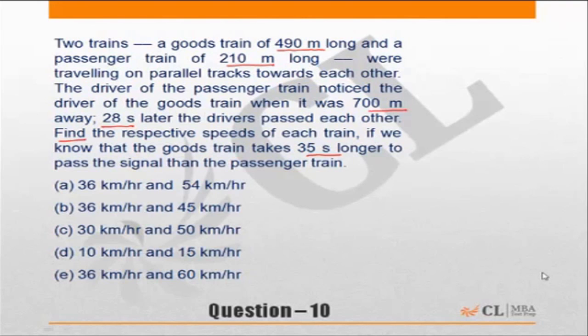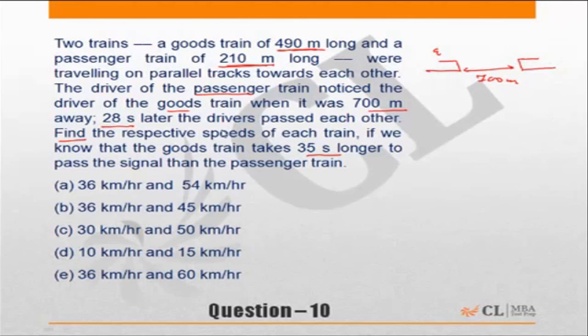Okay, let's see what the question gives us. There are two trains, a goods train 490 meters long and a passenger train 210 meters long, traveling on parallel tracks. The driver of the passenger train noticed the driver of the goods train when they were 700 meters away. So if the goods train is here and the passenger train is here, the gap between them is, as per the question, 700 meters.